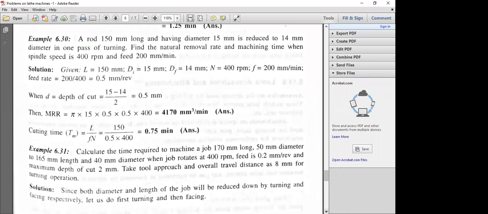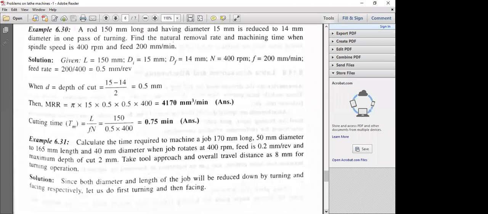So he is asking us to calculate the tool approach, that is L1, and overall travel distance. Just try to listen carefully. Overall travel distance as 8 mm. Overall travel distance is given by capital L for this particular turning operation. So just try to see before commencing the problem, because here both the diameter of the job and the length of the job will be reduced by turning.